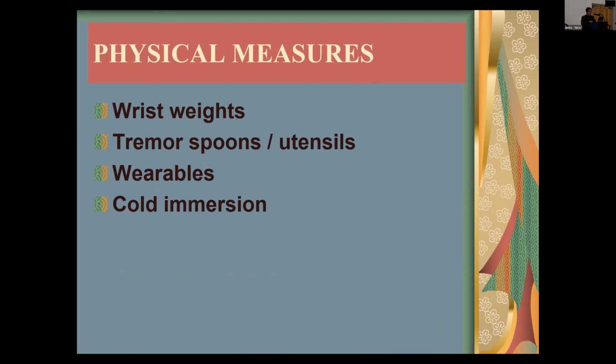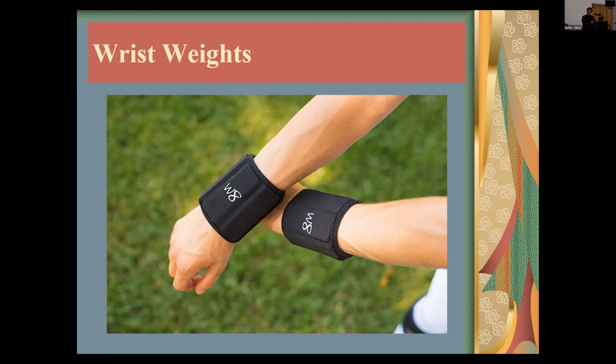And then next, I talk about physical measures. So we're going to talk about wrist weights and special spoons and utensils, wearable devices, and then cold immersion. The easiest one would be wrist weights. I ask patients to go to a sports shop or even just shop through eBay or Amazon and get half a pound to 2 pound wrist weights. You don't have to wear this all the time. You just put it on when you're doing something important, like signing your checks, writing, typing, using your cell phone.